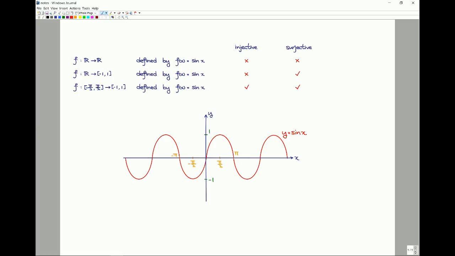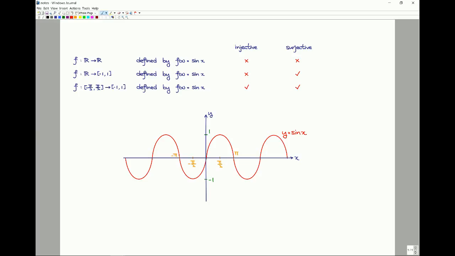In this example, I would like to show you the importance of looking at the domain and the codomain of a function. It is useful especially when you try to determine whether the function is injective and whether the function is surjective. So let me start from the following example.